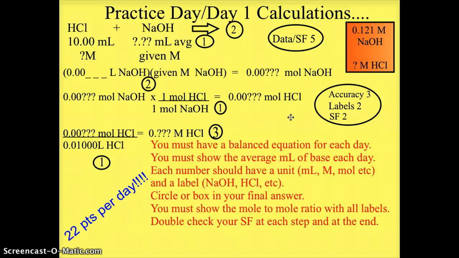So use this as a guide. Please circle or box in your final answer. And again, you have to have the mole to mole ratio with all the labels. Please double check your sig figs at each step and at the end. So that works out to be 22 points per day. So over our 2 days of the lab, you will have a total of 44 points just from the calculation section and the data.